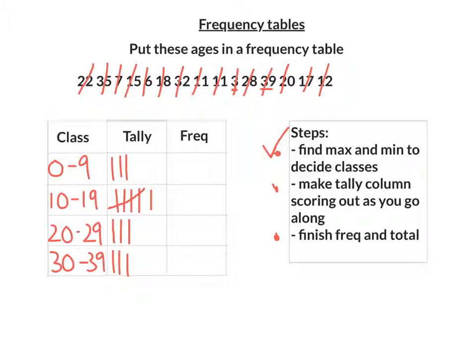Now I count up how many tallies I have. So there's 3 in the 0 to 9s. There's 6 in the 10 to 19s, and then 3 and 3. And the total, therefore, if I add these all up, is 15.